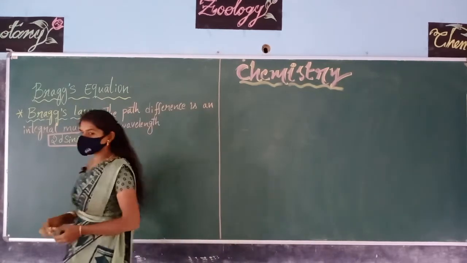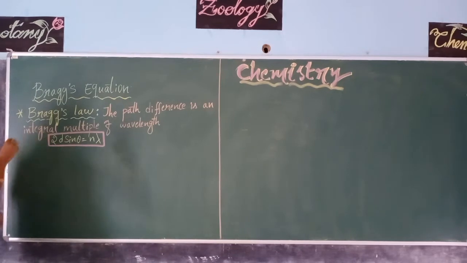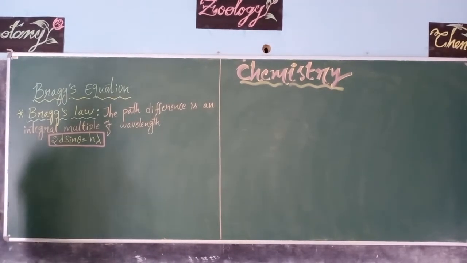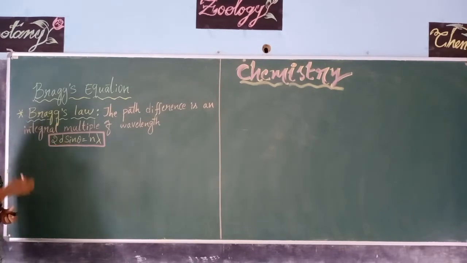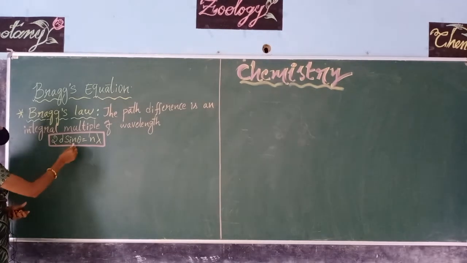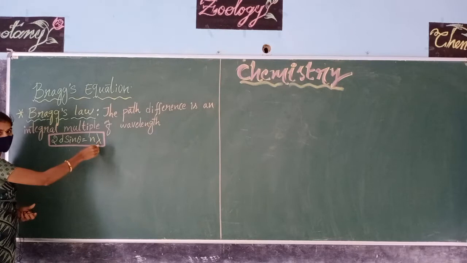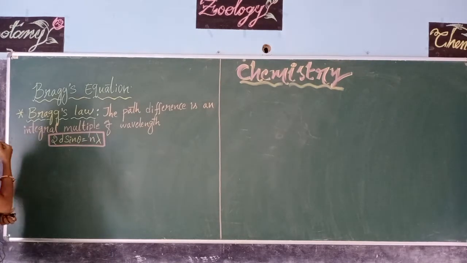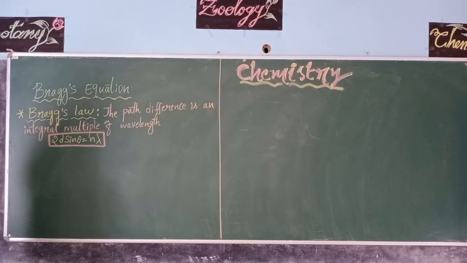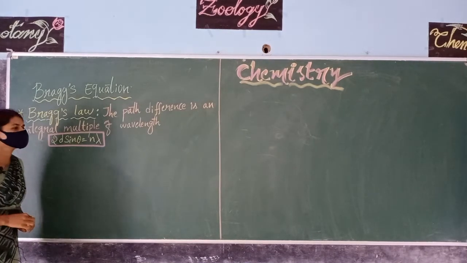So we have Bragg's law as: the path difference is an integral multiple of wavelength. That means we have to derive 2d sin theta is equal to n lambda. So this is the equation that we are going to derive, which is Bragg's equation. So here first we will go for the diagrammatic part.